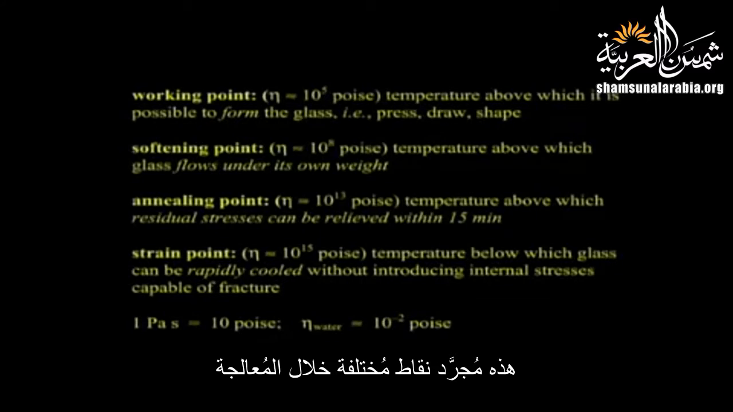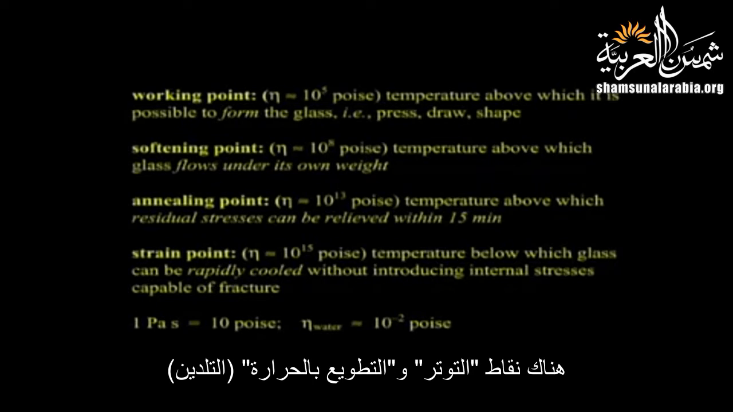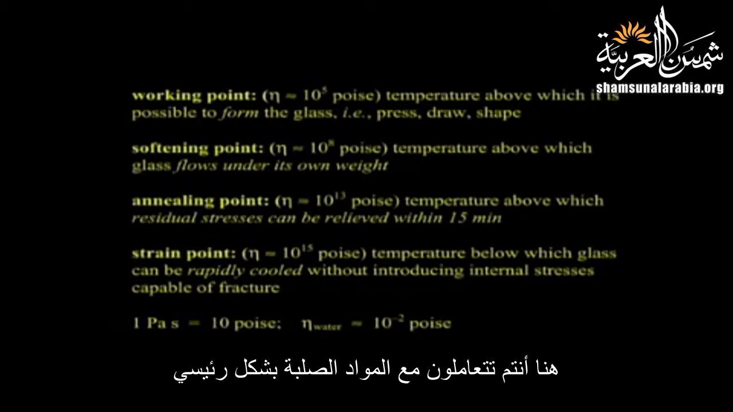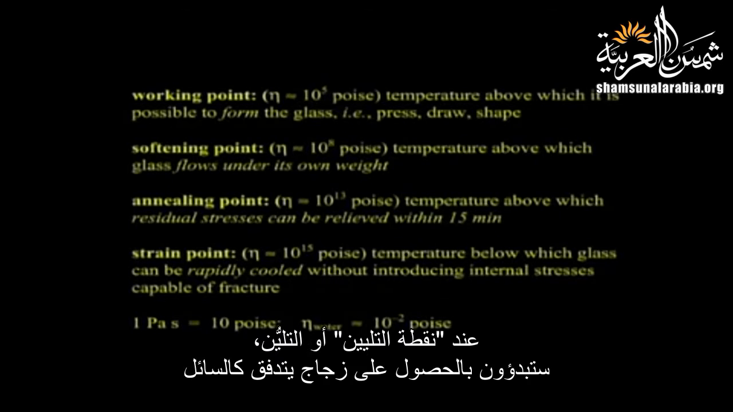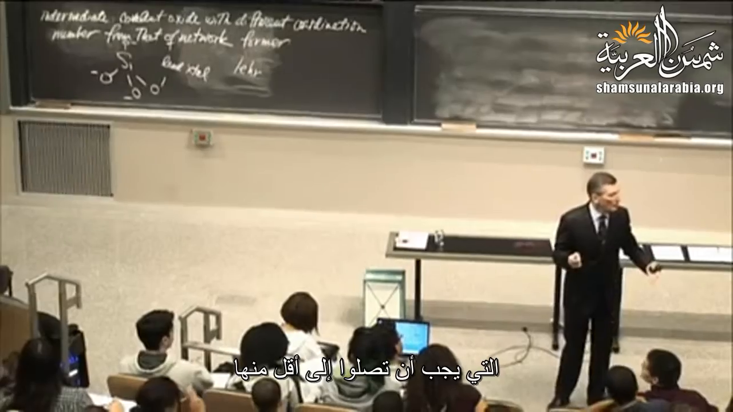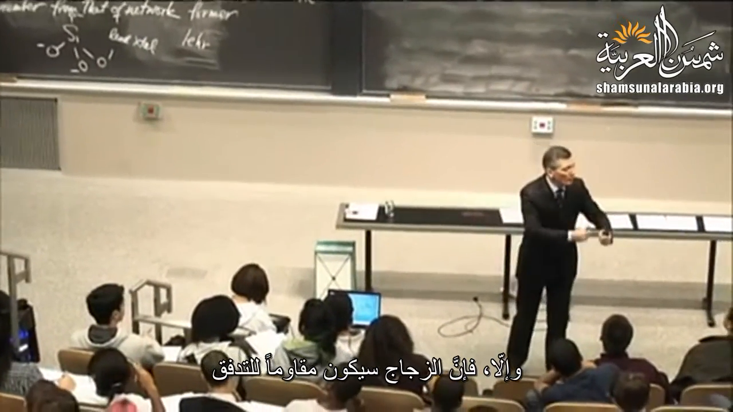So there's a whole bunch of definitions here that I'm not going to go over. You'll have this slide, but it basically is just different points in processing. So if you go up here, strain and annealing, you're essentially working with solid, whereas at the softening point, you start getting the glass to flow, and the working point, that's the viscosity that you have to get below. Otherwise, the glass is going to be too resistant to flow.